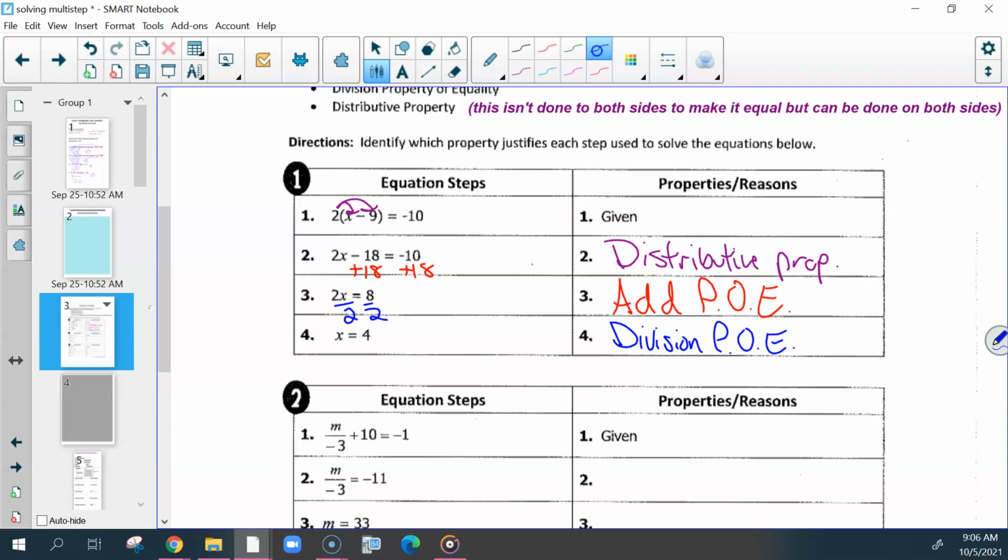Do you have any questions on that, Javier? The number 2, do you write distributed property of equality or just property? Just property.